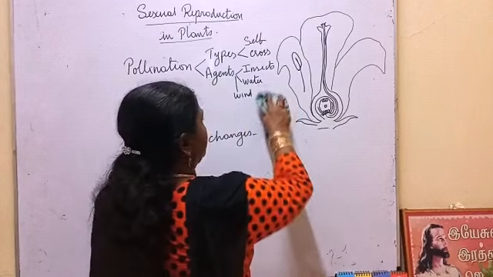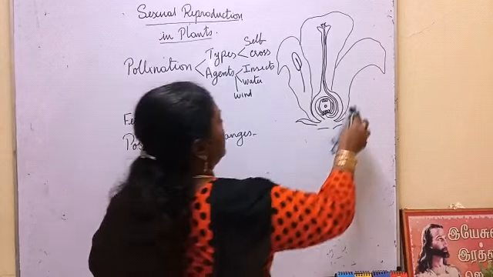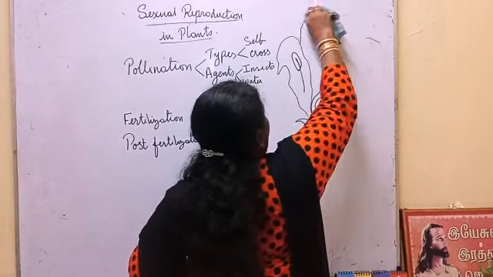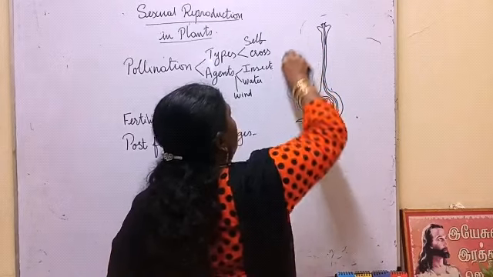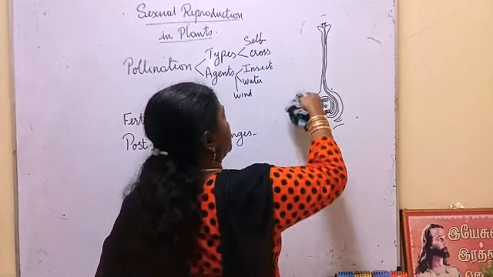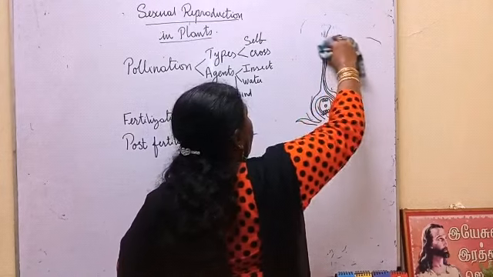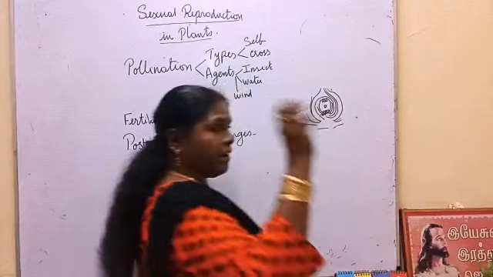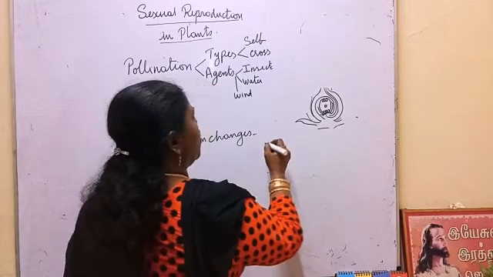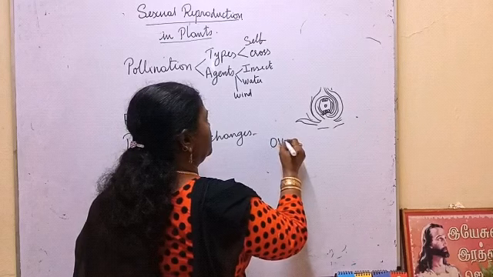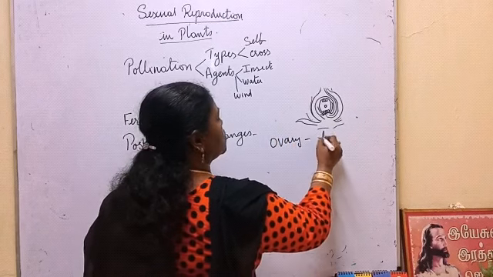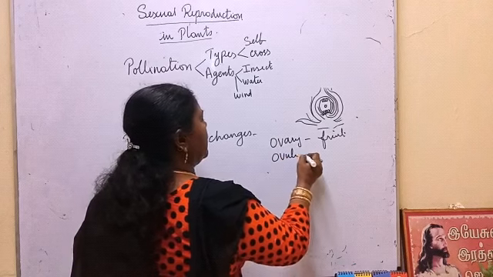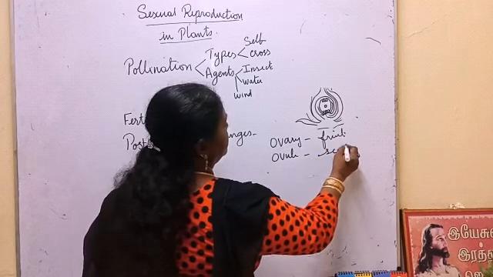So what happens after fertilization? The fertilization is over. The calyx, corolla, androecium, sometimes the calyx persists. Then style and stigma will shrink and wither off. Then the ovary will develop into fruit. The ovule will develop into seed.